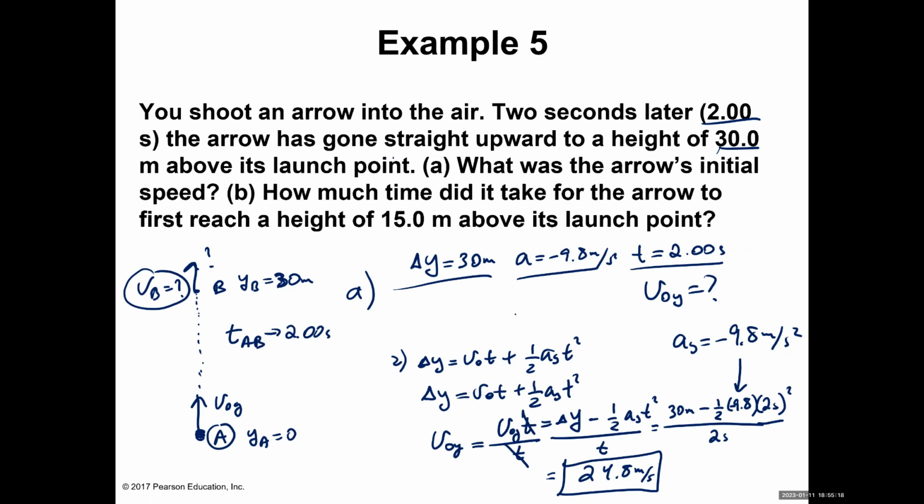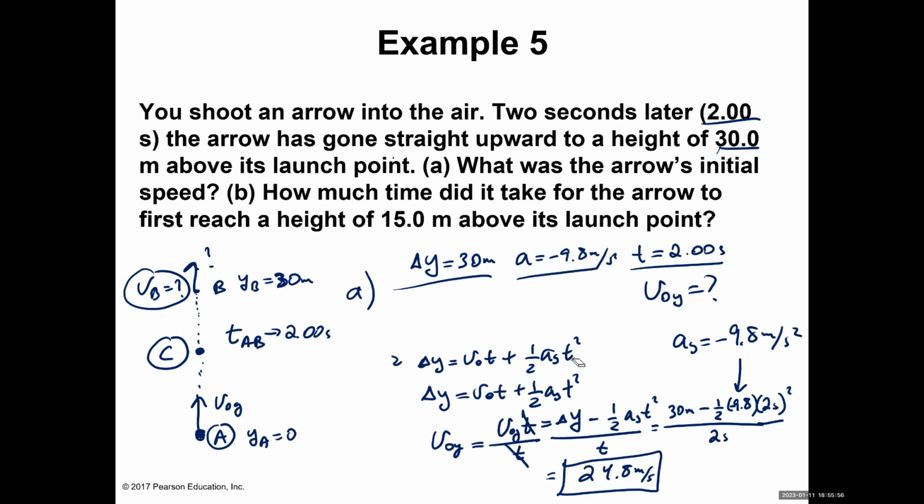All right, let's look at part B. It says, how much time did it take for the arrow to first reach a height of 15 meters above the launch point? Well, remember, our position B is 30 meters above. That means the position 15 meters above is somewhere between A and B. So maybe somewhere right there. Let's call this position C. That means for part B, we are talking about the object going from A to C.